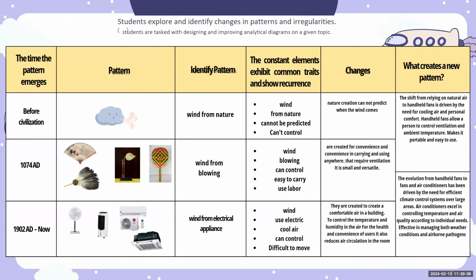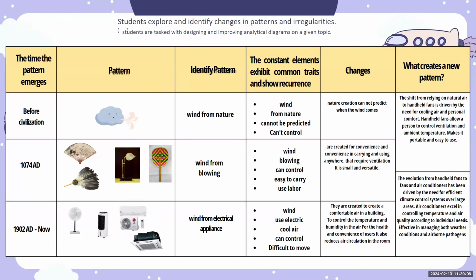From hand fan to the electrical is the need for efficient climate control systems in rush areas. The air conditioner excels in controlling temperature and air quality according to individual needs, effective in managing both weather conditions and airborne pathogens.